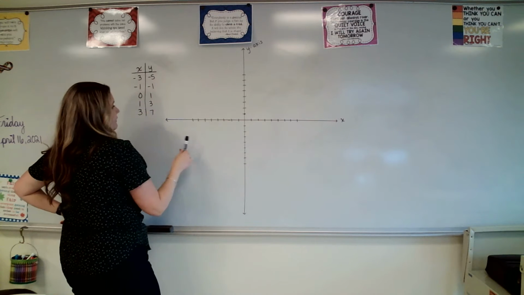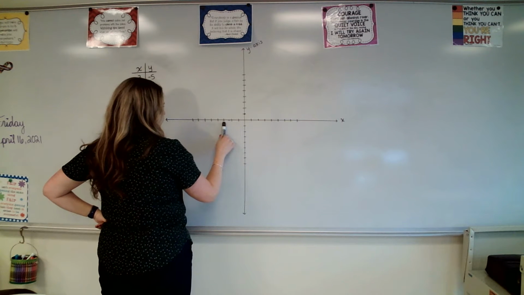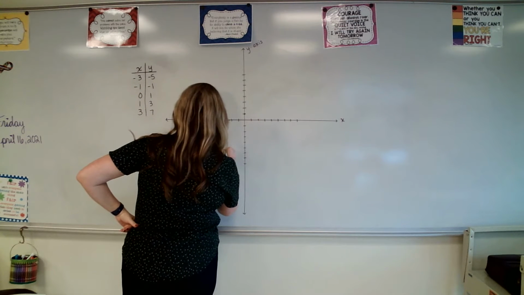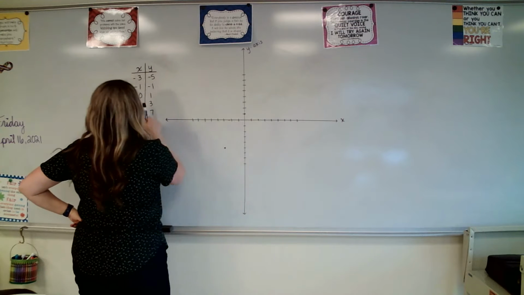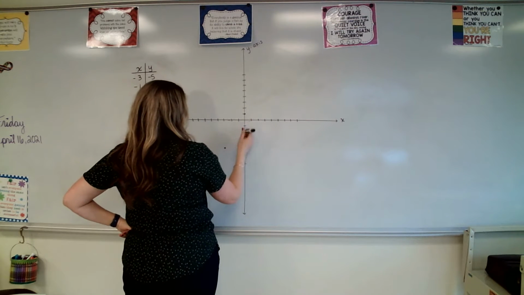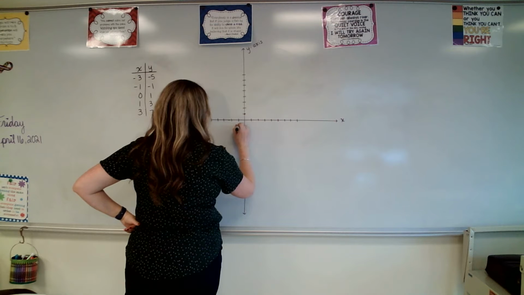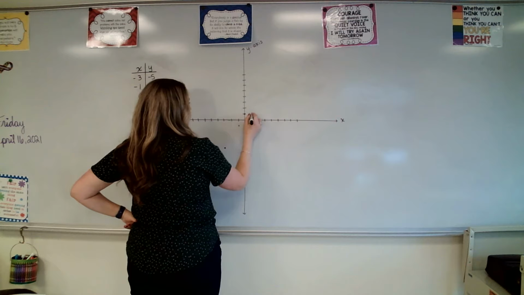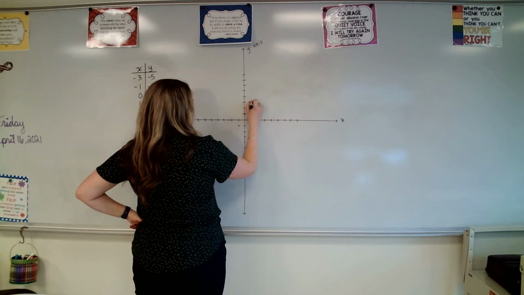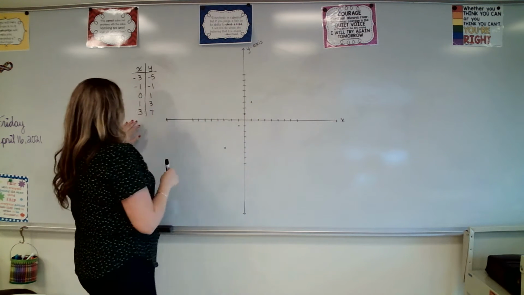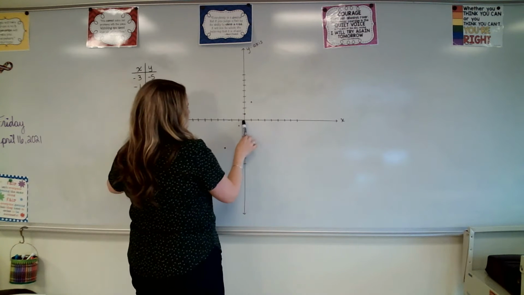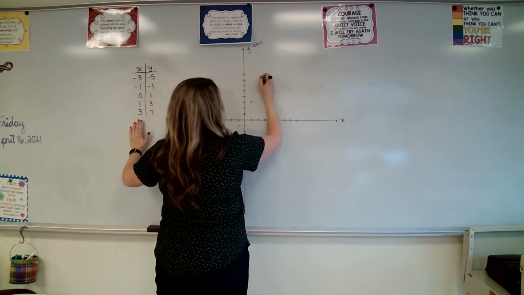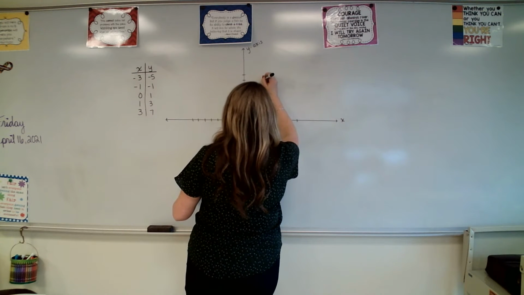If I have -3, -5, I have to go to the left 3, and then down 5. 1, 2, 3, 4, 5. So it's not perfect, but it's going to be about here. -1, -1, I go to the left 1 and down 1. 0, 1 is going to be right here. 1, 3 is x of 1, and then 3 on the y. And then my last point is 3, 7. I go to the right 3, and then up 7. 3, 4, 5. So it's going to be about here.